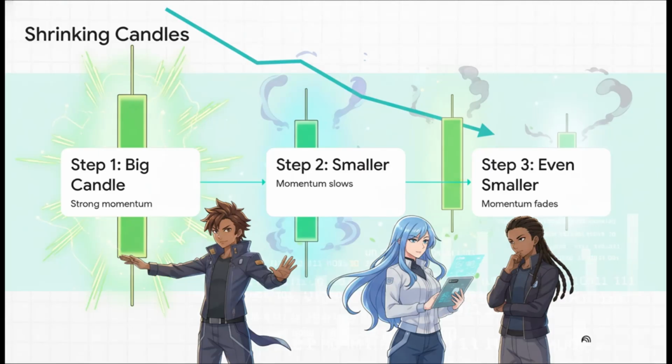Another fantastic visual for a pause is the pattern of shrinking candles. I love this one because you can literally see the energy draining out of the market, right? It starts with a big, powerful candle. That's strong momentum. Then the next one is a little smaller, and the one after that is even smaller. It's a clear, step-by-step story of momentum just fading away into nothing.